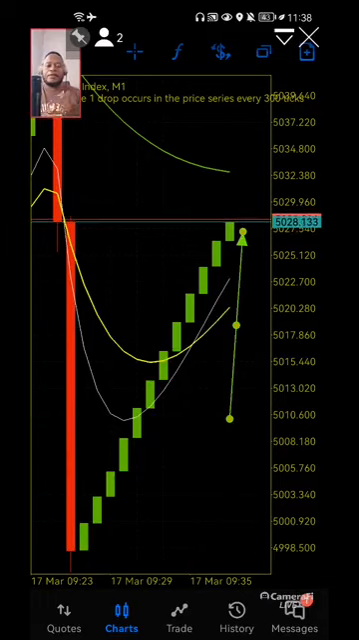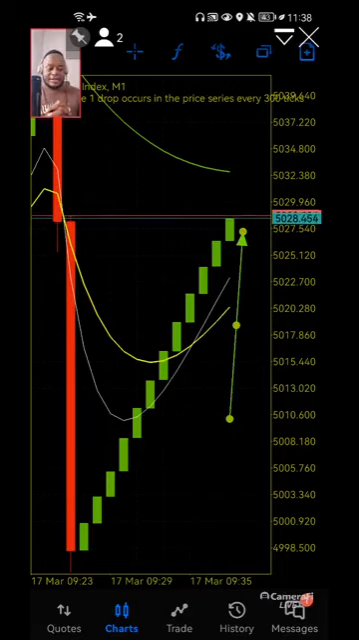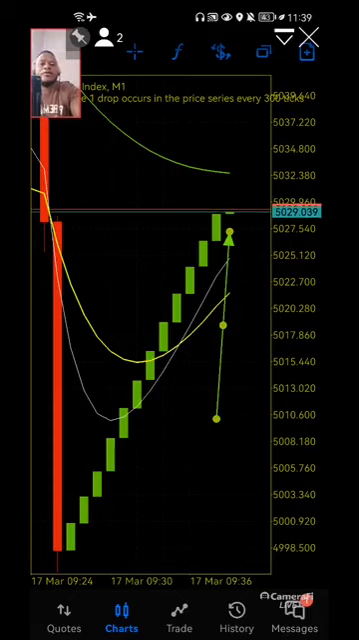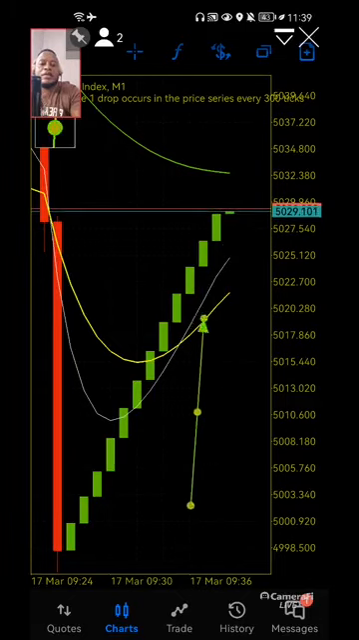Remember, if you are having a small account, just use small lot sizes. So we are adding that rule after we have passed here. There we are.